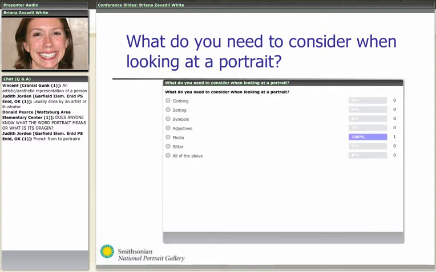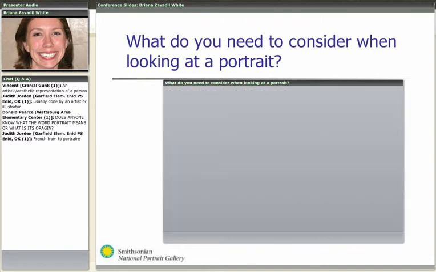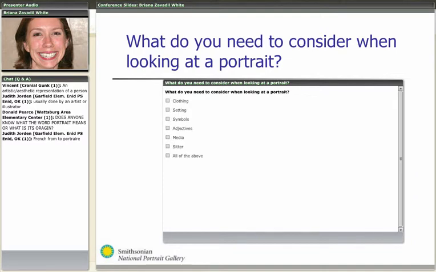So again, what do you need to consider when looking at a portrait? Now I have this set for one item, but people might want to choose more than one, isn't that right? That's fine. So let me go ahead and allow you to check more than one if you would like to. So I'm going to reopen that poll now. You can click as many as you wish. And we'll watch those results fly in here with all of you. Interesting. Okay, I see that setting is coming up more than all of the others.